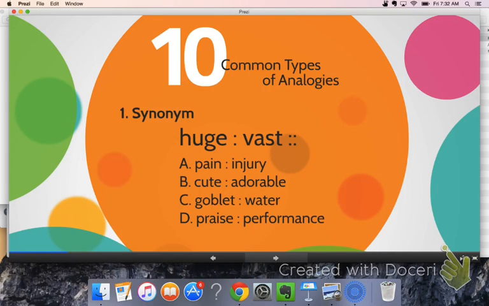So the first one is a synonym, and as we all know, synonyms are the same. So huge is the same as vast, just as pain is the same as injury, cute is to adorable, goblet is to water, and praise is to a performance. So yay, of course, it was cute and adorable. Cute and adorable are interchangeable.